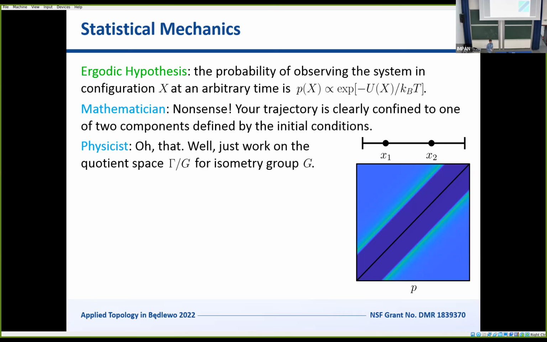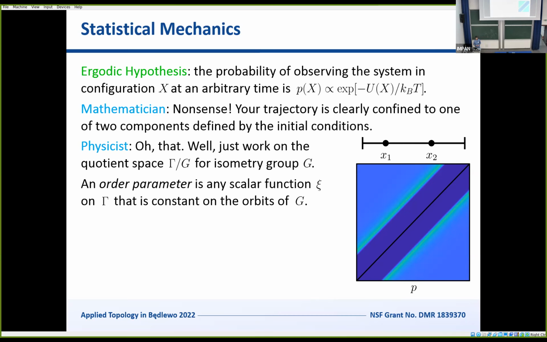And so what that means roughly is that I need to look at the quotient space where I've identified points across the diagonal. That's how I fix this up. So there is only one connected component after I've modded out by the action of this group symmetry. Okay. Now, how do we identify things like phase transition in this framework?